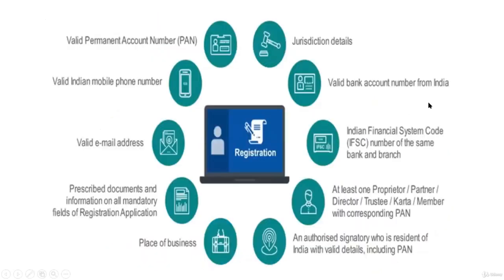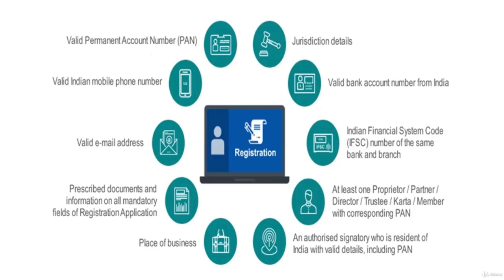Now, how can you take the registration of your GSTN number? For that, you must have your valid PAN number, that is your permanent account number. You must have your valid mobile number, email address, and the documents that are mandatory to process your registration application. The next thing you must have is your place of business and an authorized signatory who is a resident of India with valid details including his PAN card.